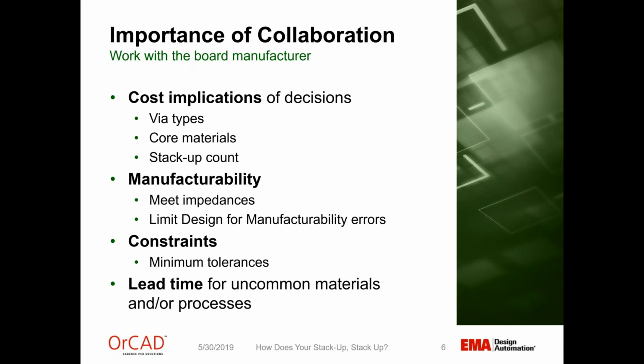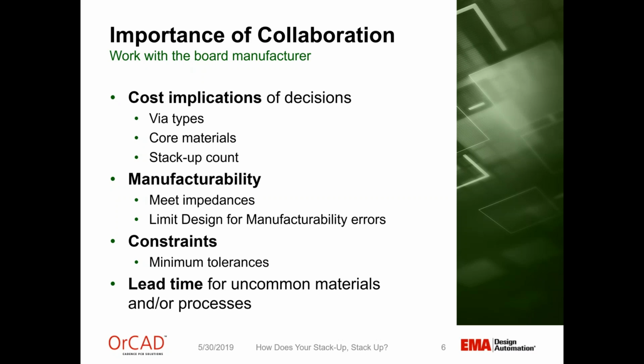Also, manufacturability. Some things that you might want to have be made for you simply might not be able to be physically made. So beyond it potentially costing more money for something you want, some things just might not be able to happen.